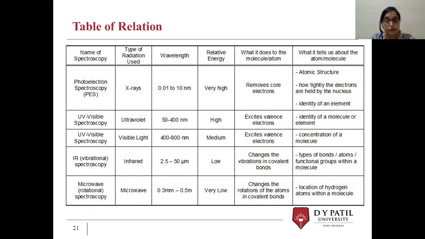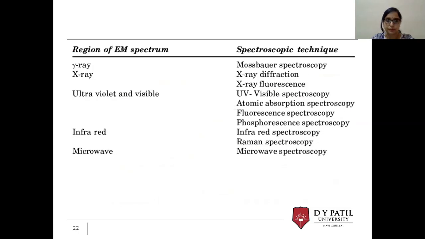If a molecule is highly concentrated, then its UV visible spectroscopy will probably give a very high value of absorption at a particular wavelength, while the more dilute, less colored, faded ones will give low absorption at a particular wavelength. Now, vibration spectroscopy uses infrared radiations, and types of bonds, atoms or functional groups can be known. Whereas microwave or rotational spectroscopy deals with the location of hydrogen atoms within a molecule.